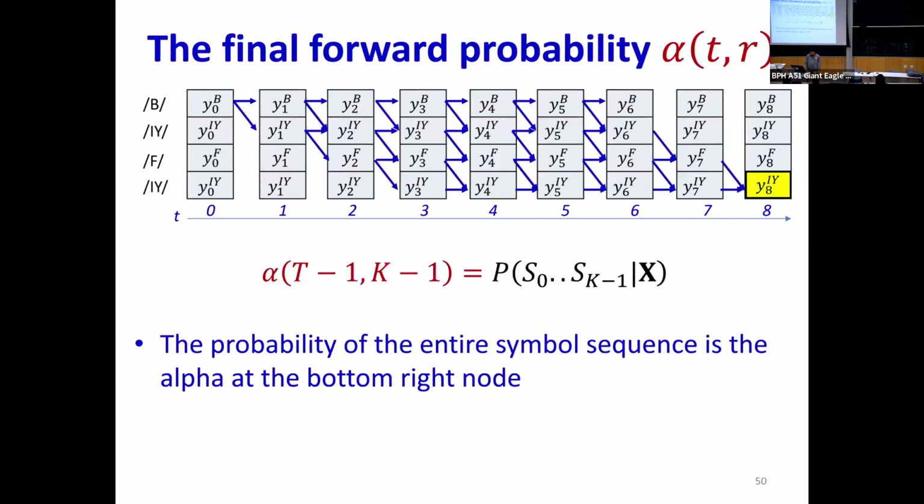So what is the alpha at the final node, the bottom right node? The alpha at the bottom right node is the total probability of the entire graph. That is going to be the probability that the symbol sequence B-phi can be aligned to the input. It's the total probability of every possible alignment of B-phi to the input. Make sense? Okay.